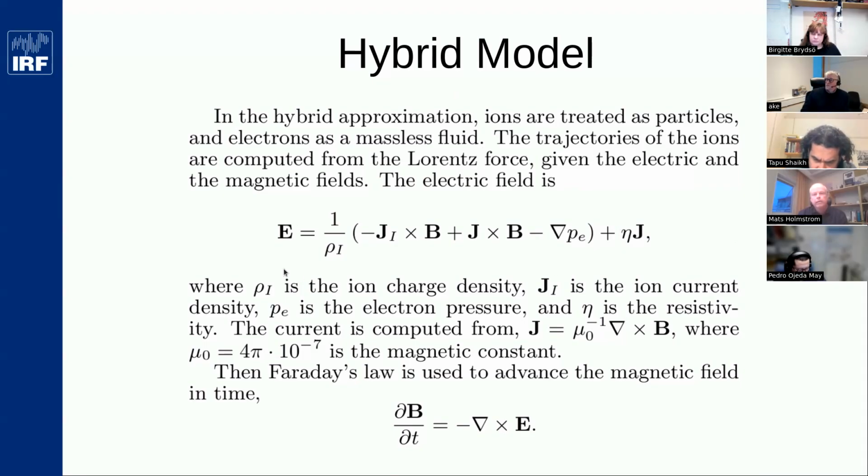And we have an expression here for how we compute the electric field from ion charge density and so on. So we follow a lot of so-called macro particles. So each computational particle represents like 10^20 real particles. And then we also have a magnetic field on a grid that we update over time.